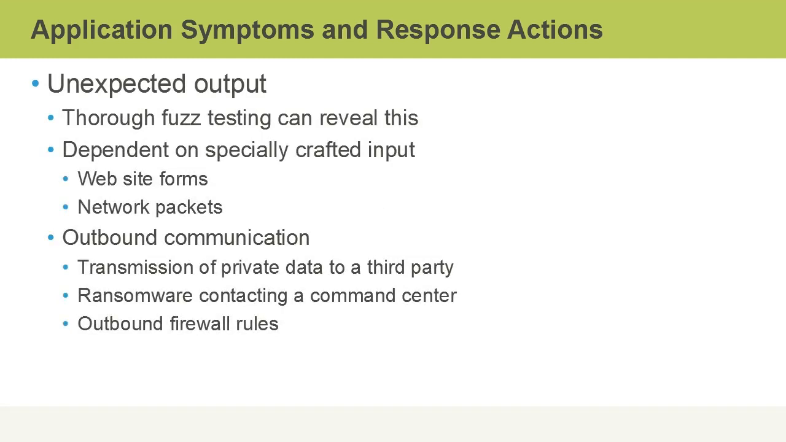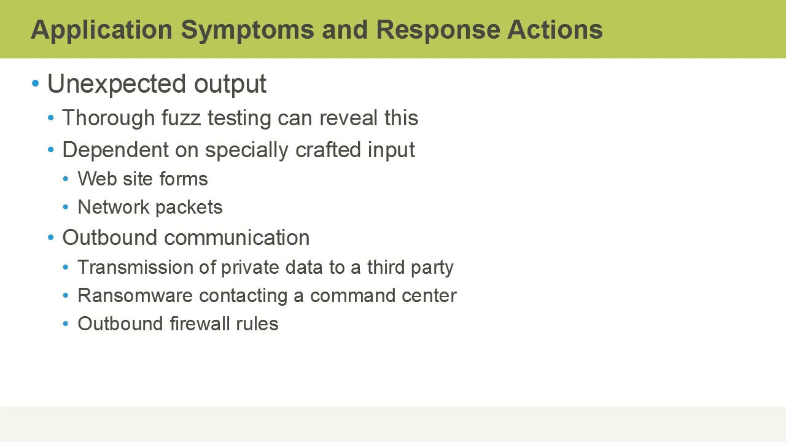Applications should be thoroughly tested during development and testing phases for how they behave when they receive unexpected input, because that could result in unexpected output. Fuzz testing throws lots of random data that an app might not expect to observe its behavior to make sure it doesn't crash, reveal sensitive information, and so on. So sometimes specially crafted input in the form of website forms and certain data within fields or certain network packets sent to an app can cause it to reveal certain data that it shouldn't otherwise.